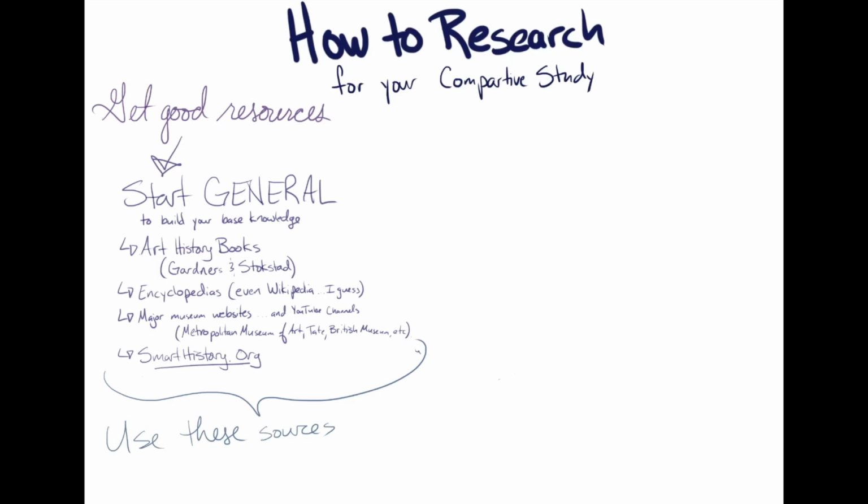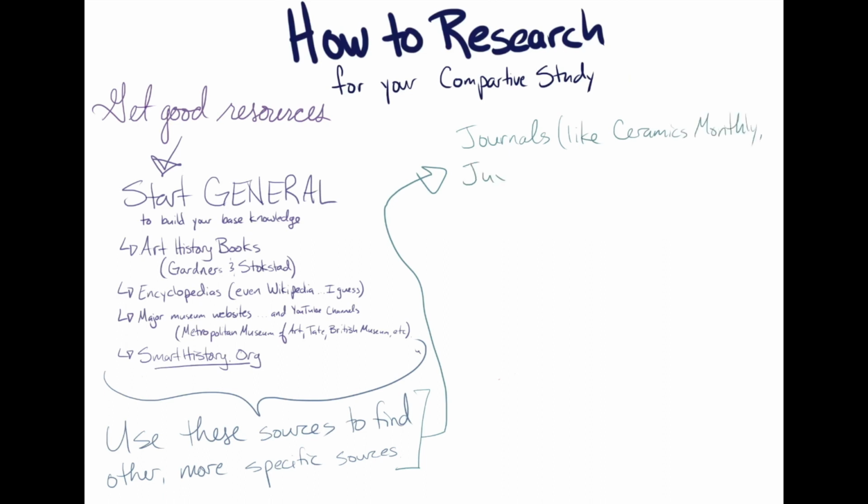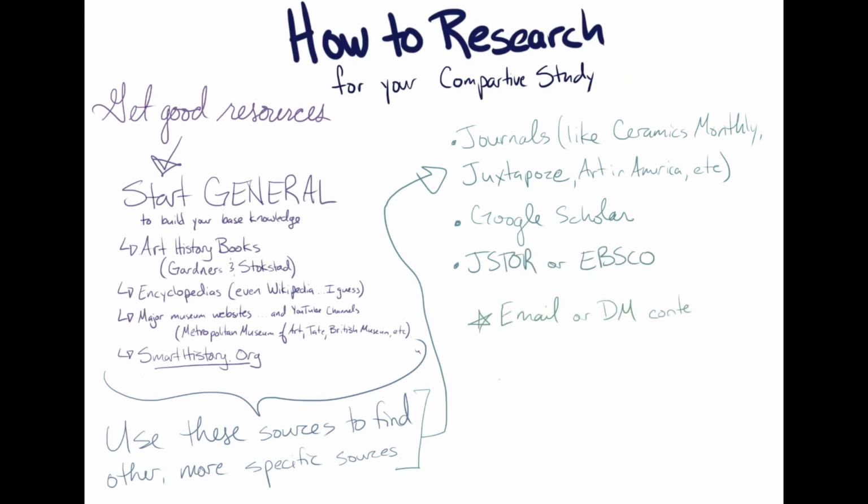One more that I didn't put on the video here is The Art Assignment by PBS Studios out of the United States. It's, again, kind of hit and miss, but if they have something relevant to your artist, it's very helpful. Once you've got a good knowledge base built up, you should use these sources to find other more specific sources. So we're talking about journals like Ceramics Monthly, Juxtapoz, Art in America, etc. There's tons more. Once you have those sources, you can find them on Google Scholar, JSTOR, or EBSCO.